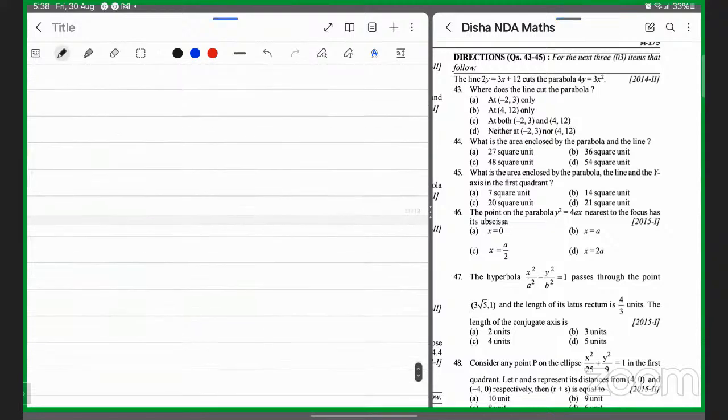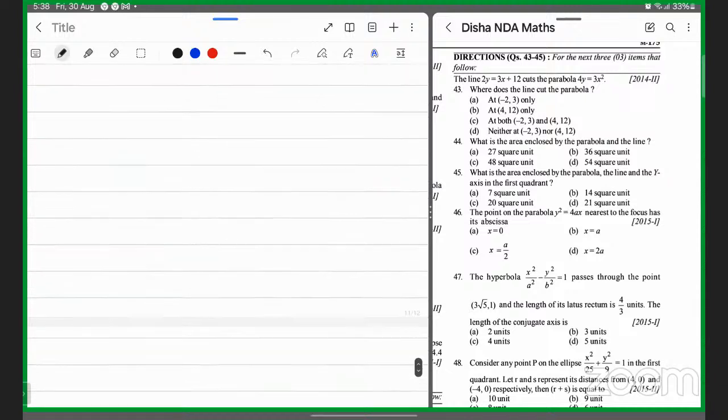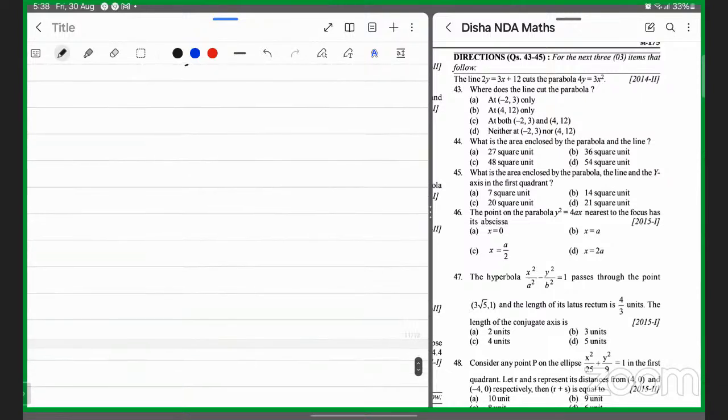Solve this question. Good questions. 44, solve it. Direction based questions here. 43 and 44 are direction based questions. X square is upside, will go upside.